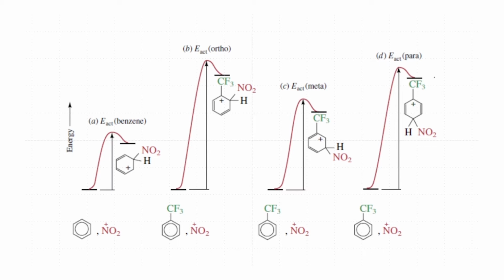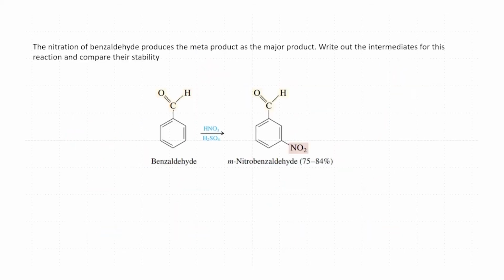Similarly, in the para, we already discussed that one of the resonance forms has a positive charge next to the CF3, and therefore this also is going to be quite unstable. Lastly, the meta intermediate is somewhat more stable when compared to the ortho and para, and therefore the barrier to cross for meta is lower than that of ortho and para. The nitration of benzaldehyde produces the meta product as the major product.